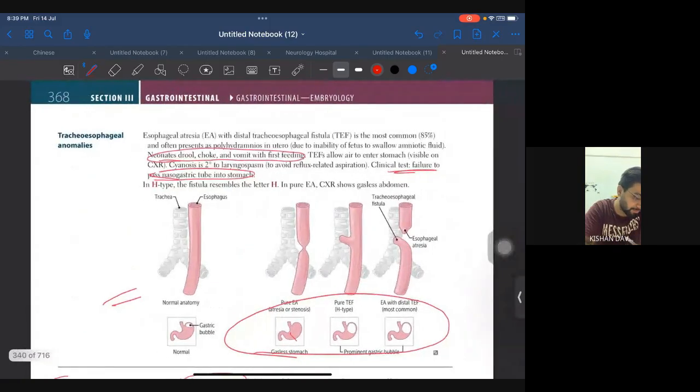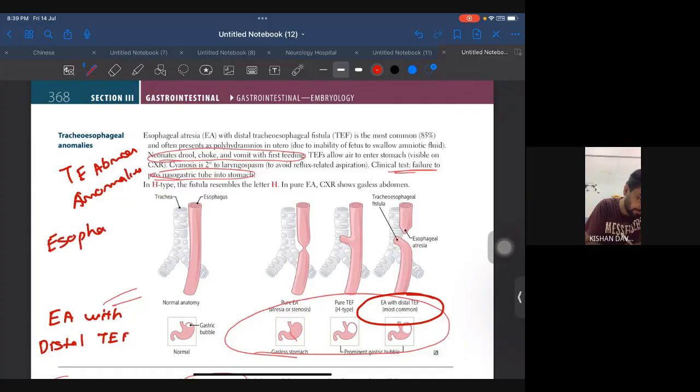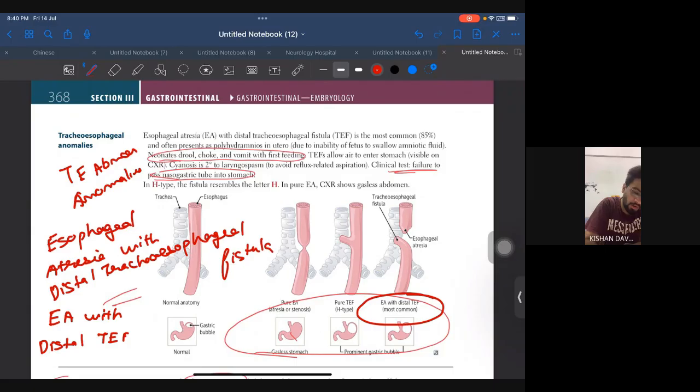Moving ahead, we have TEF abnormality, tracheoesophageal anomalies, whatever you want to call them. The most common one is this one, EA with distal TEF. What does it mean? Esophageal atresia with distal tracheoesophageal fistula. Okay, so this one is very common. They will be asking about this only. They won't ask about any other thing.